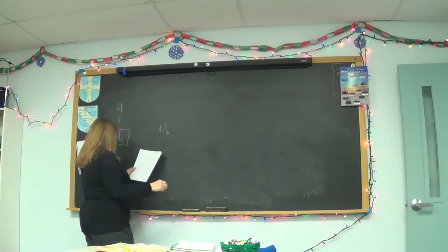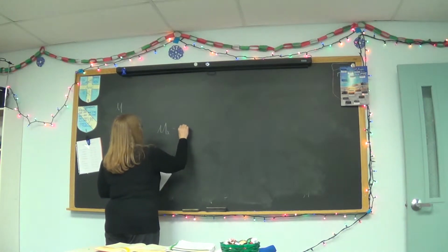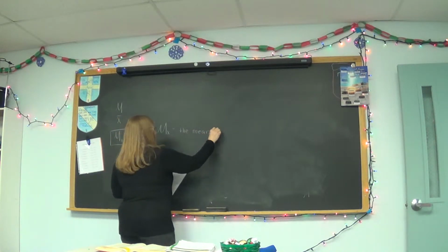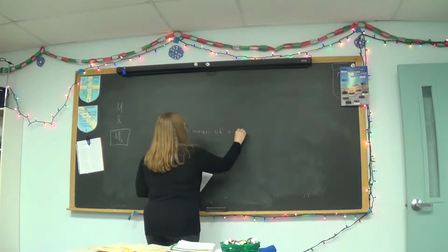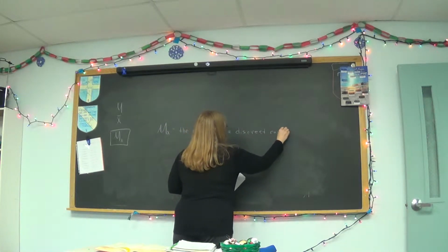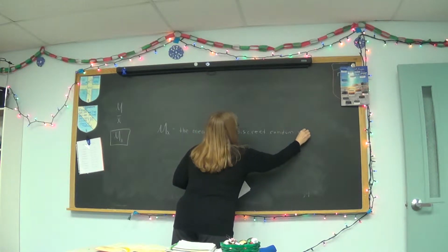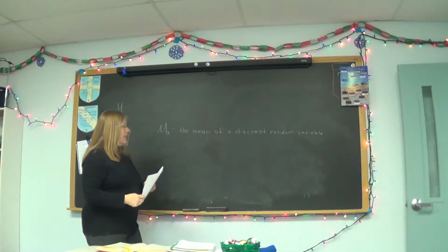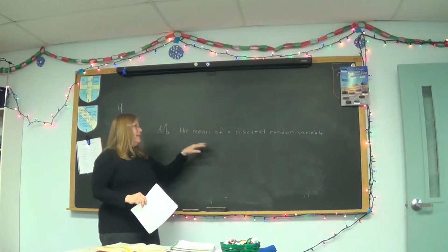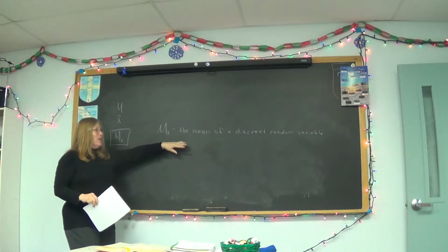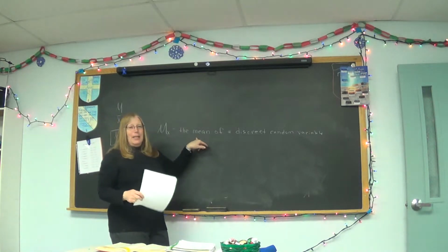So it turns out what mu sub x is, could you read that note, Elena? What did we say mu sub x is, the mean of what? The mean of a discrete random variable. Alright, so we'll go over again what a discrete random variable is. We did that really well on Friday, but it was Friday. So we'll go over that again, and then the mean of it.